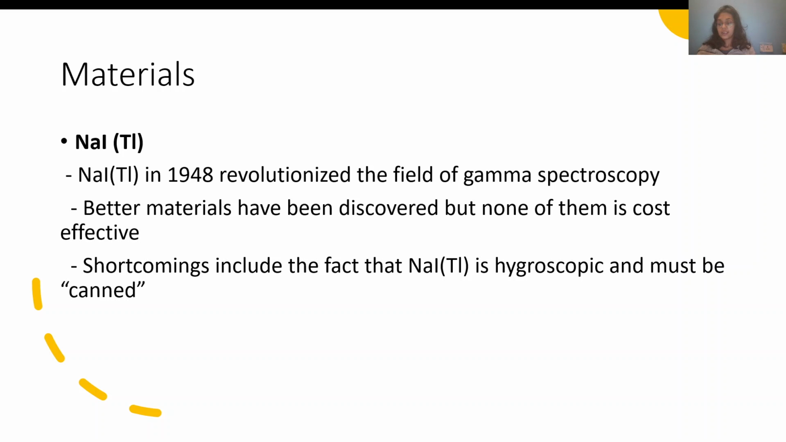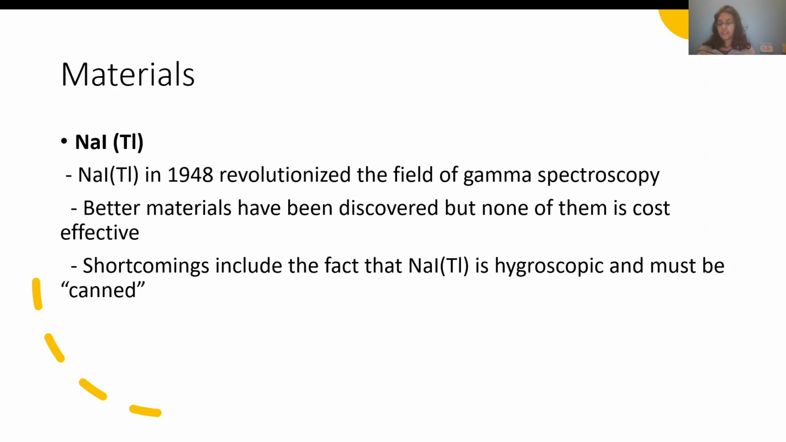Single sodium iodide thallium crystals of several thousand cubic centimeters are readily available commercially, and much larger ones have been grown for special use. And sodium iodide thallium is also cheaper than other organic scintillators. The semiconductor detectors developed after sodium iodide have much higher energy resolution, but none of them is cost effective.